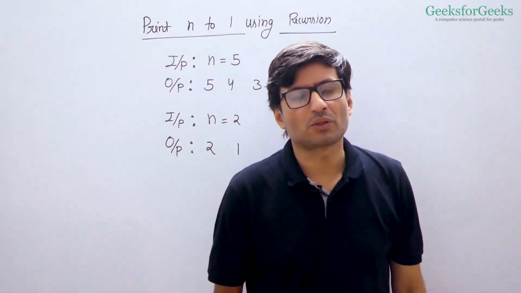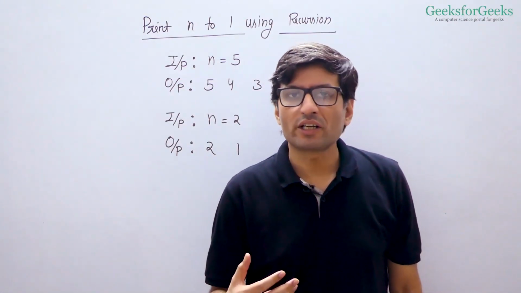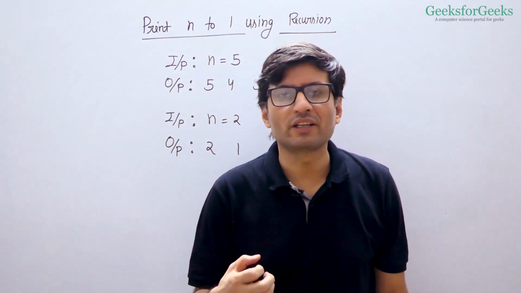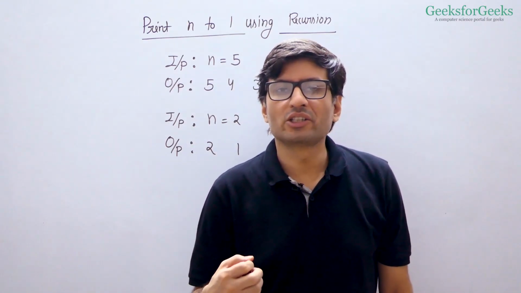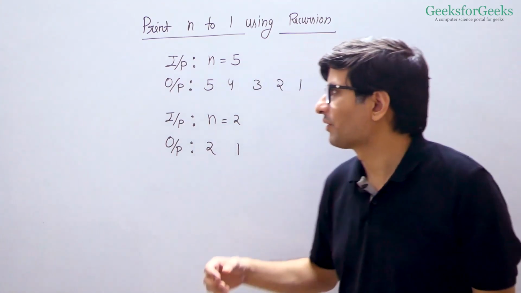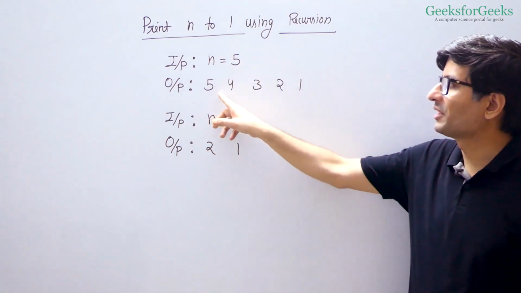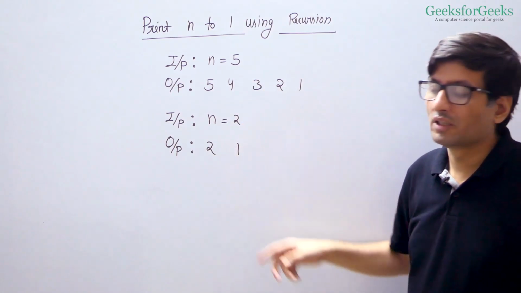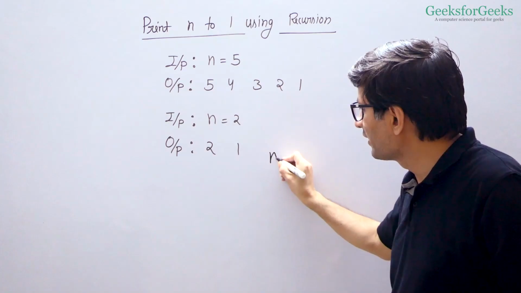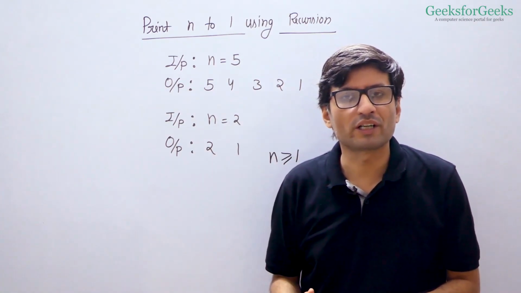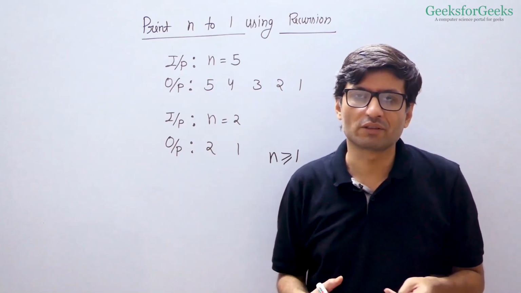Let us talk about this problem. We need to write a recursive function that takes an integer n as an argument, and this function prints all the integers from n to 1. For example, if n is 5, then it prints 5, 4, 3, 2, 1. If n is 2, then it prints 2 and 1. You may assume that n is greater than or equal to 1. The user is never going to provide 0 or a negative number.